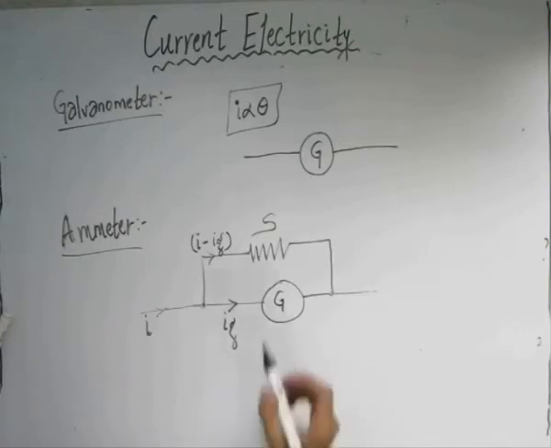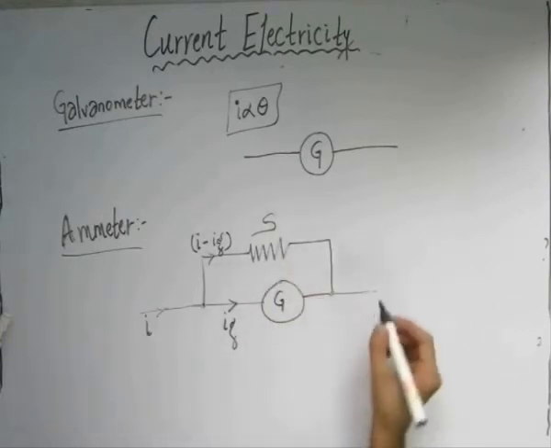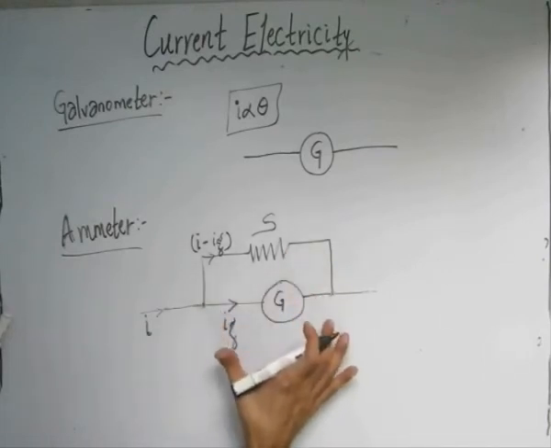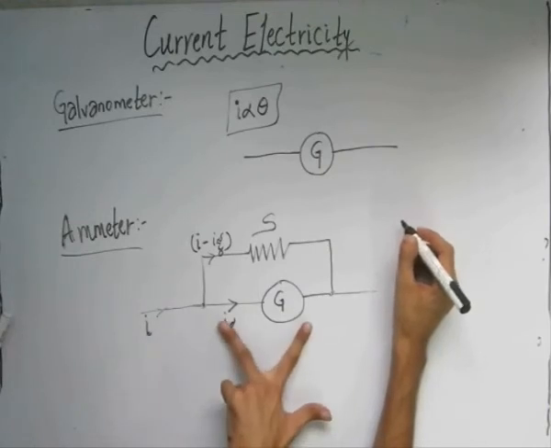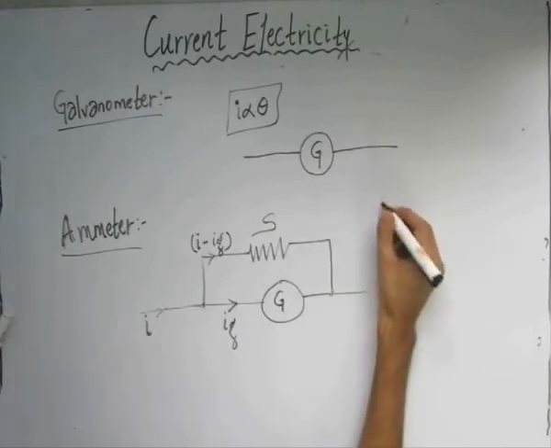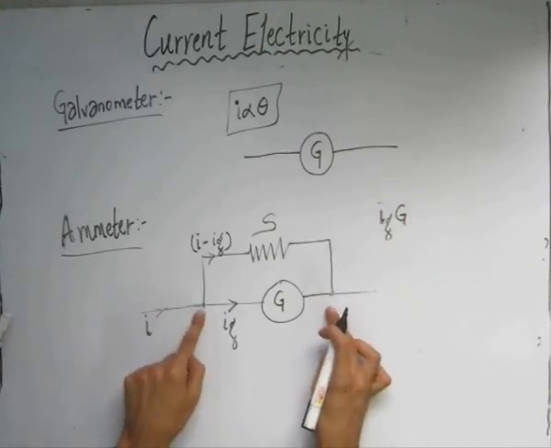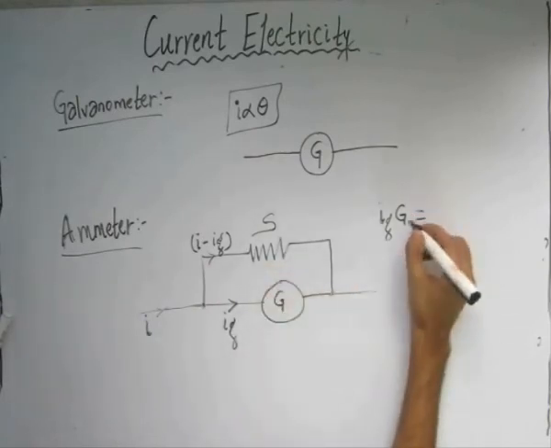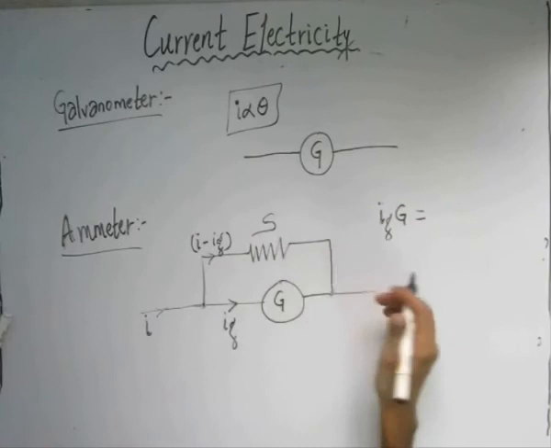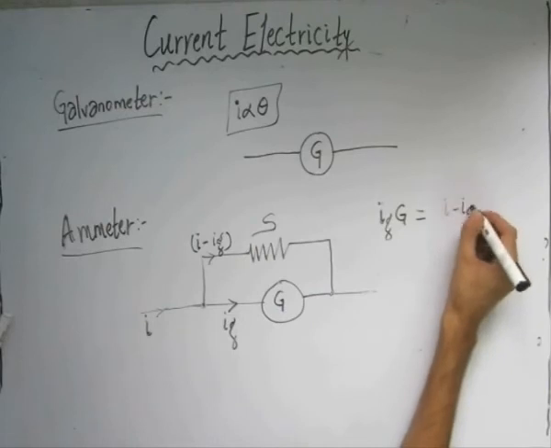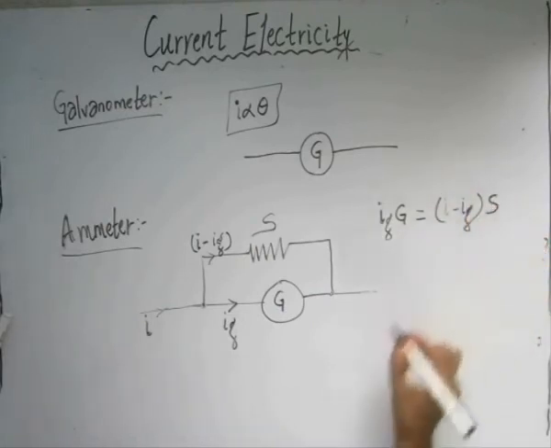Now in order to determine the value of S, the shunt resistance to be connected across the galvanometer, we can see that since both of them are connected in parallel, the potential drop across these points would be the same. The potential drop across the galvanometer, as per Ohm's law, is current multiplied by resistance, so we have IG times G. The same potential drop is seen across the shunt resistance since both are connected in parallel. By Ohm's law, the potential drop across the shunt resistance is I minus IG times the value of the shunt resistance S.